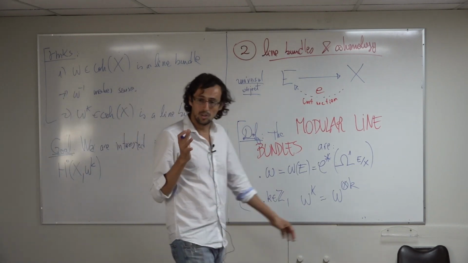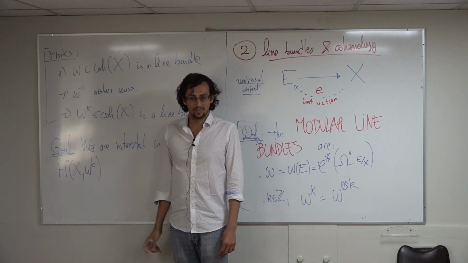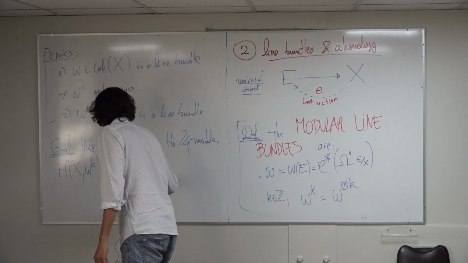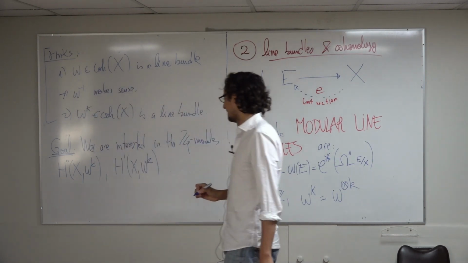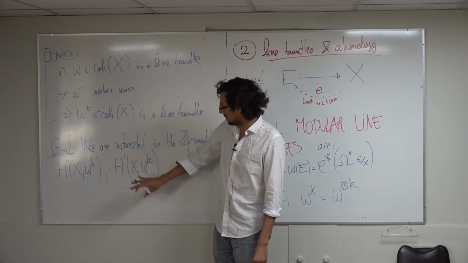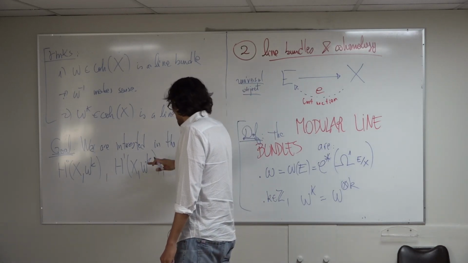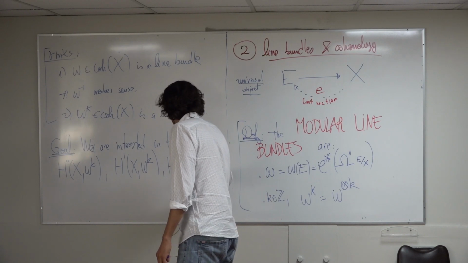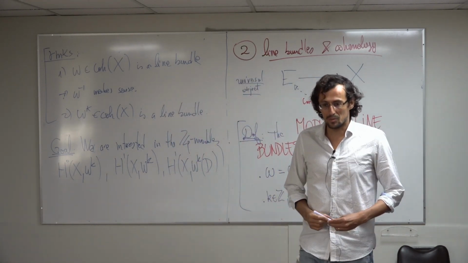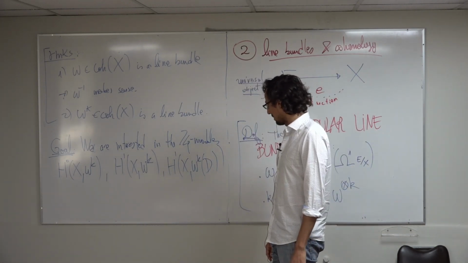We care about that one, just the global sections. As we said before, these correspond to modular forms. But we also care about H1. Hida theory only considers this one, while higher Hida theory considers also H1, and some modification of this, where you allow some poles on the cusps, on this divisor.